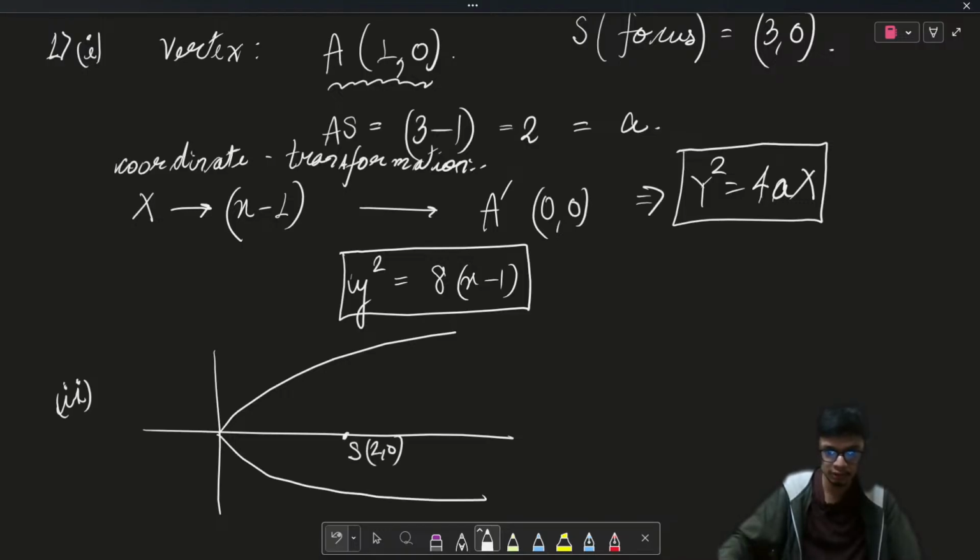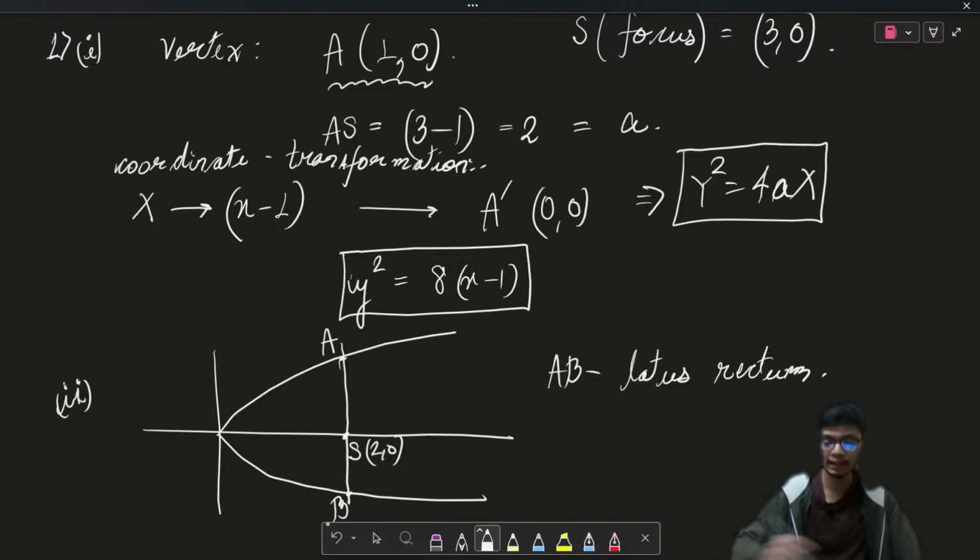So here we have the focus (2, 0). If I draw a double ordinate like this, where the endpoints are A and B, then my AB line is called the latus rectum, right? This is what we have seen in our last class.